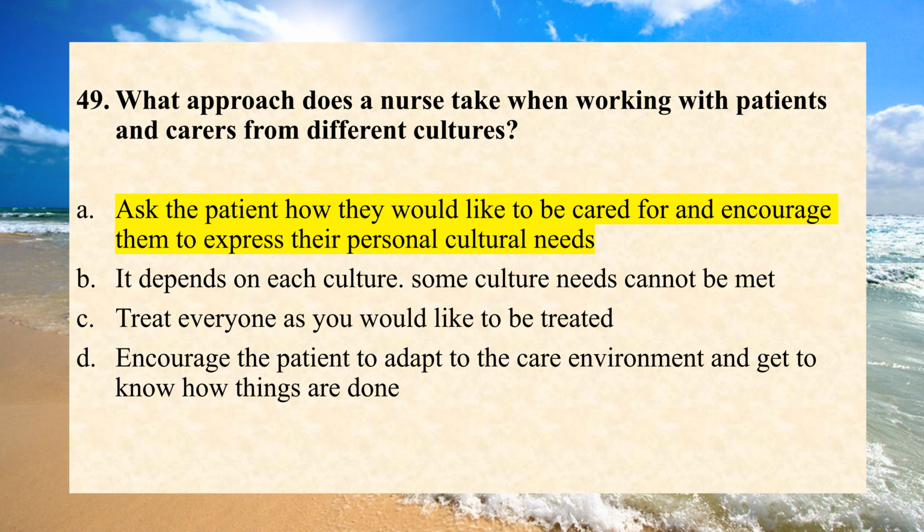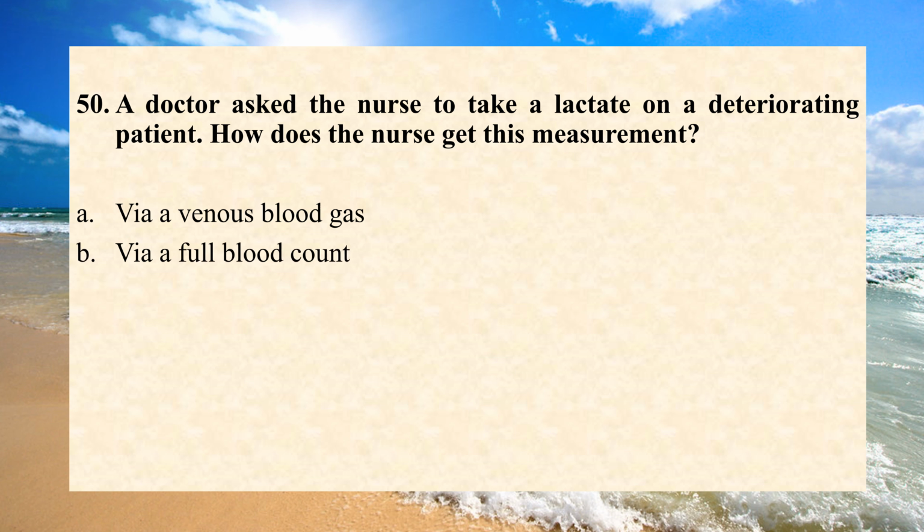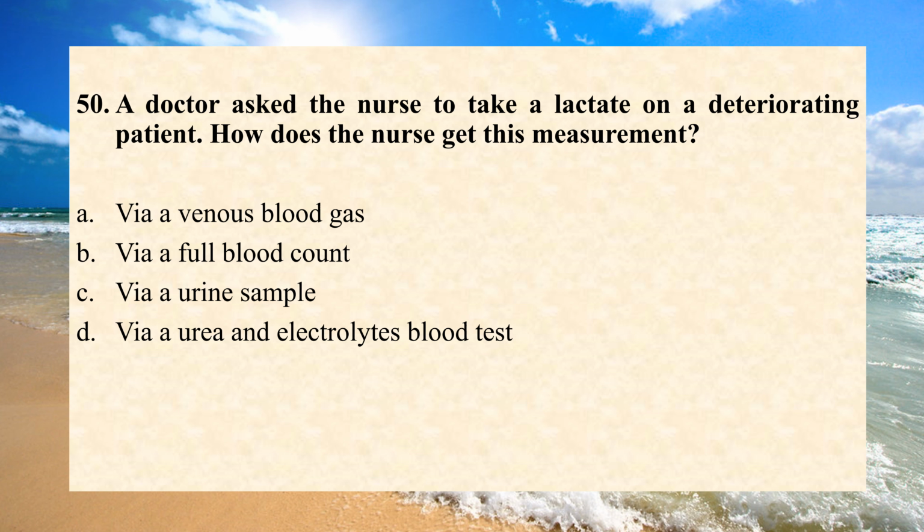A doctor asks the nurse to take a lactate on a deteriorating patient. How does the nurse get this measurement? A. Via venous blood gas. B. Via full blood count. C. Via urine sample. D. Via urea and electrolyte blood test. Answer is A. Via venous blood gas.